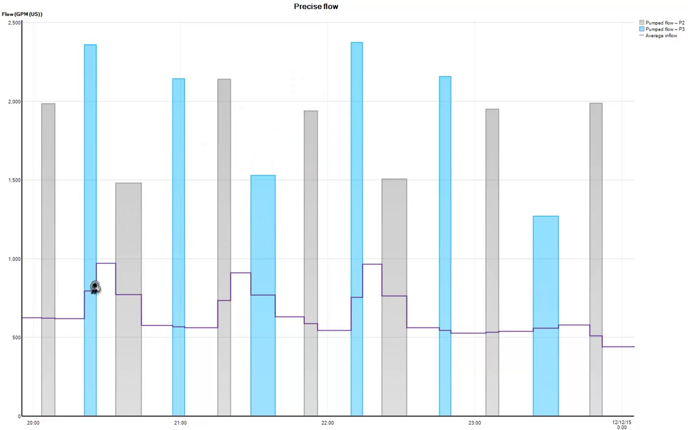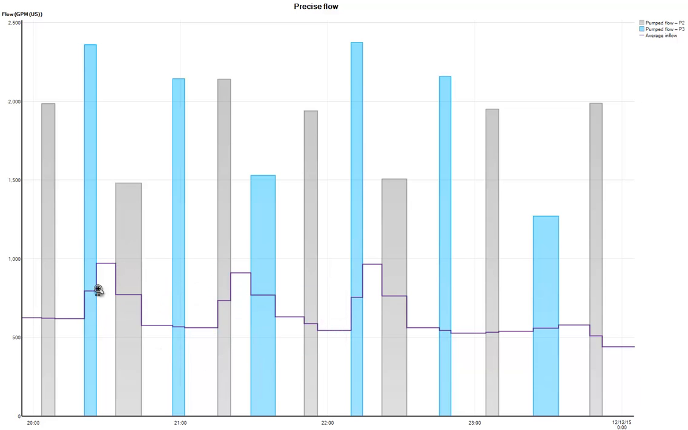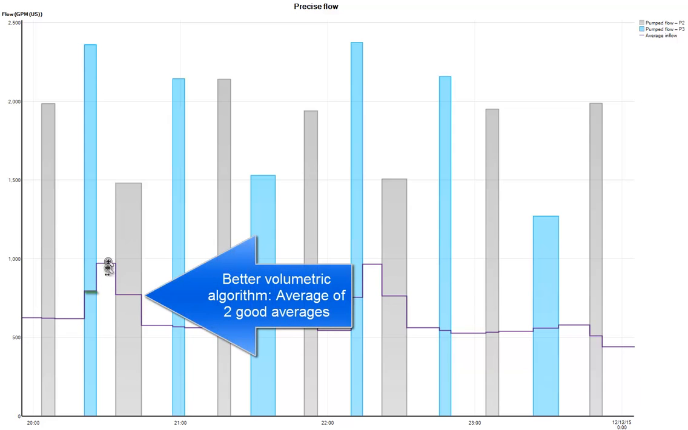But when the pumps are running, we don't know what's coming in, we don't know what's going out. Most equipment will extrapolate the last calculated flow rate so that you have an idea right at the end of the pump cycle. And in SCADA systems, those that are properly programmed, I would say, you do at least an average of what you had before and what you had after to have an idea of what was going on in between. And that's exactly what you see here.